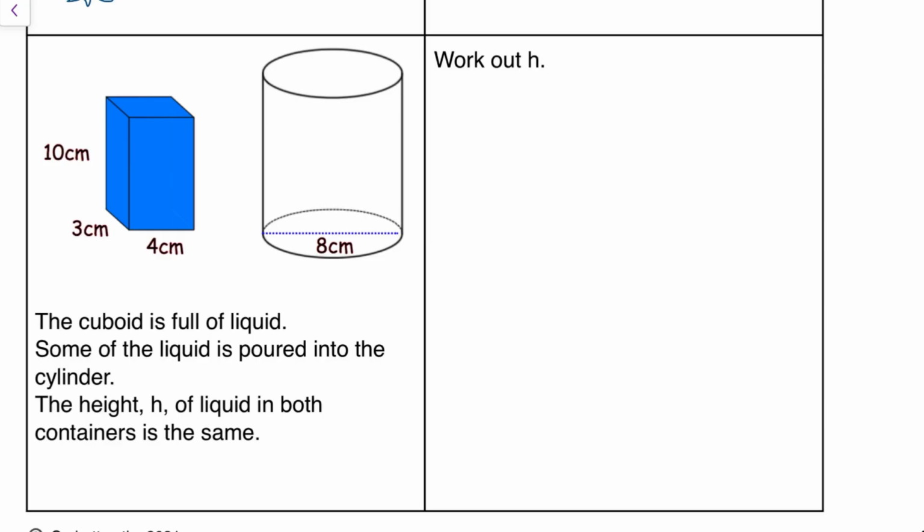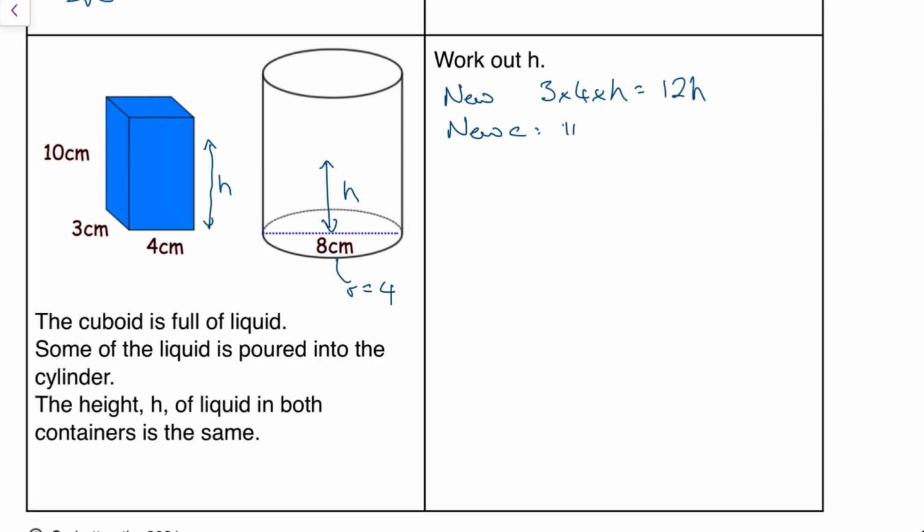Okay. So what we need to do is pour some liquid from A into B such that the height of the liquid is going to be the same. So the new height of the liquid in the cuboid, how can I write this? So I'm going to write new. So the new height in the cuboid is going to be 3 times 4 times height, which gives me a volume of 12h. The new height in the cylinder, well, volume of a cylinder is pi r squared h, where r is equal to 4.